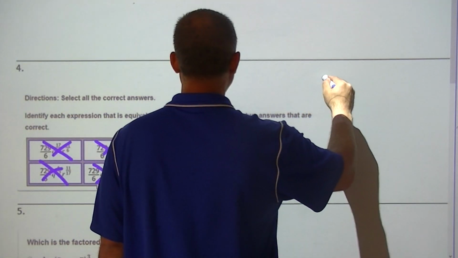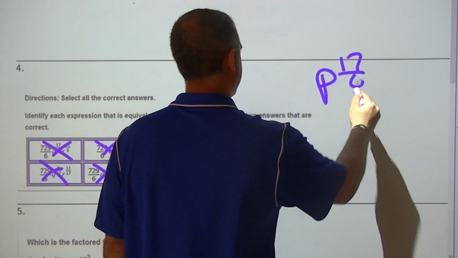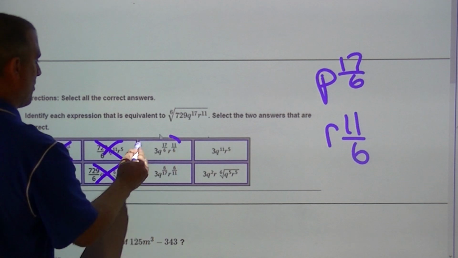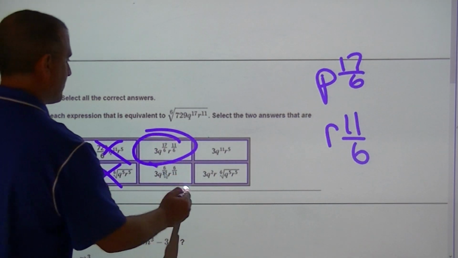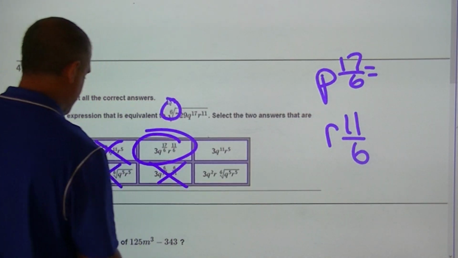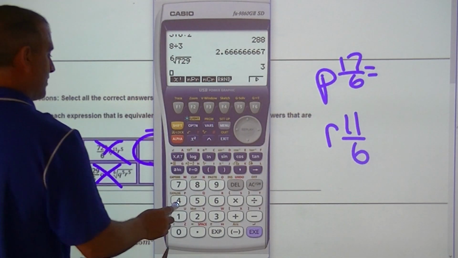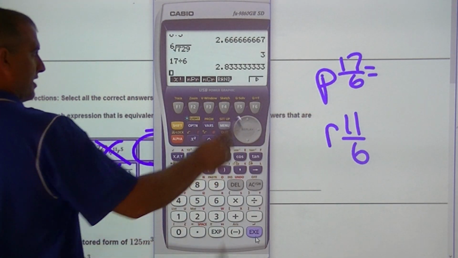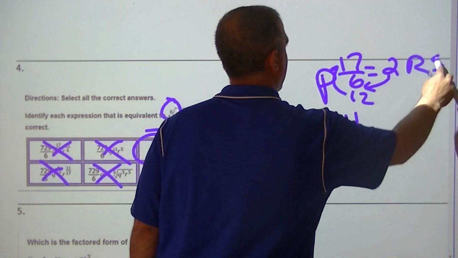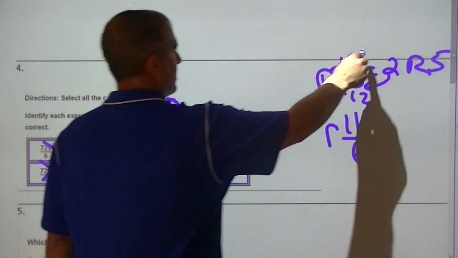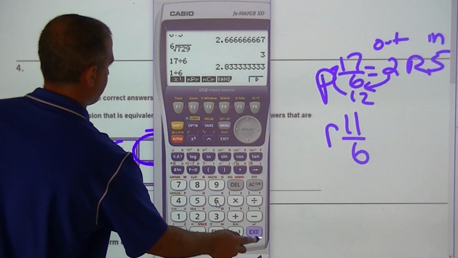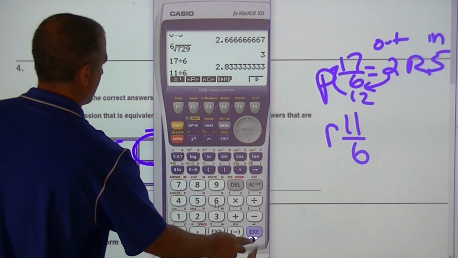Now, I'm going to take 17 and divide it by 6. I'm going to take 11 and divide it by 6. So I automatically know that this has to be one of my answers. I'm not going to divide by 17, so that's out. Now, I'm going to do 17 divided by 6 because that's the root. So that's going to be 2. Let's figure out the remainder. That's going to be 12 and 5. So this would be the outside, this would be the inside. 11 divided by 6 is going to be 1.